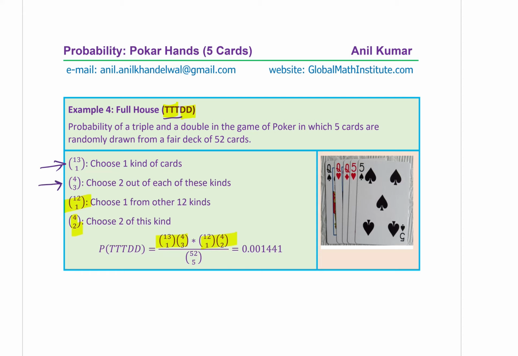So everywhere, what we are writing here to find the probability is the ratio of favorable cases to the sample space. The sample space, to remind you, is 52 choose 5. And in this case, the favorable cases are 13 choose 1 times 4 choose 3, that is for the triple, times 12 choose 1, 4 choose 2, that is for the double. And when you calculate this, you get 0.001441. So even lesser probability, right? That is how we see that the probability really decreases. So the chances of winning with that hand are pretty high, right?